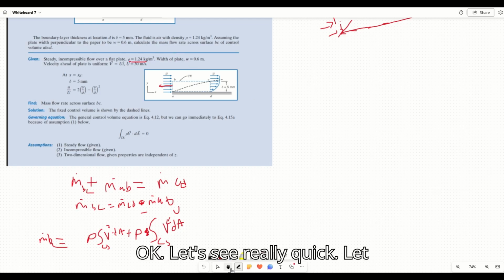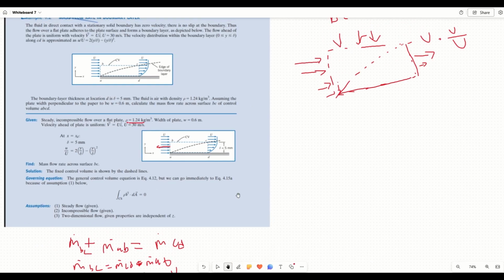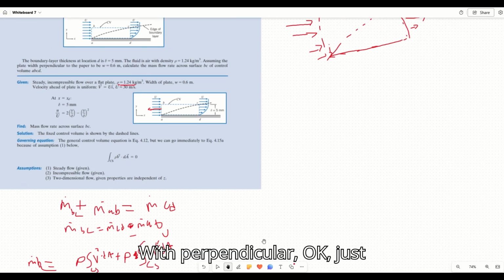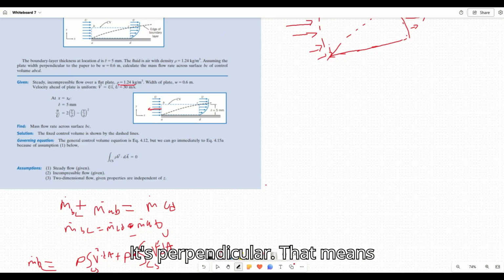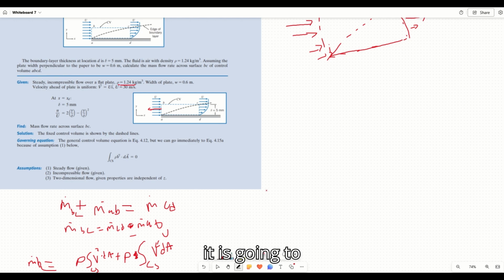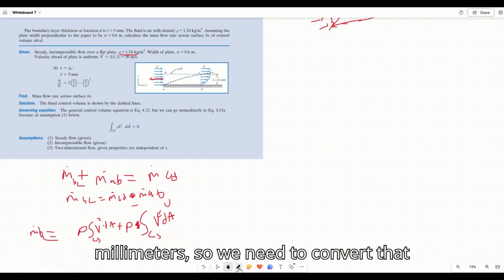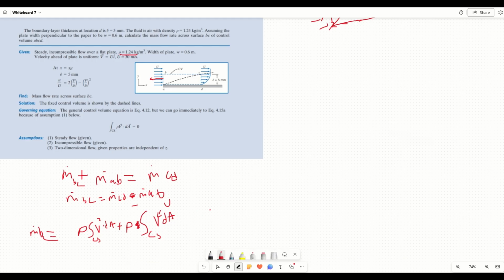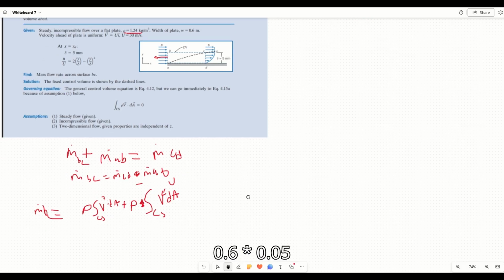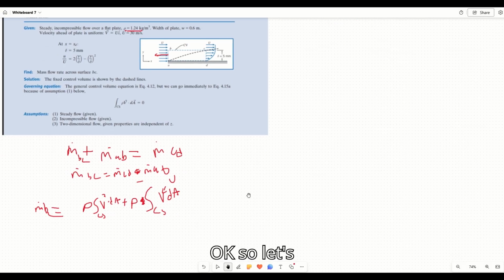Okay, let's see really quick. Let me quickly just check something. With perpendicular. Okay, just making sure. So it's perpendicular. That means its width is going to be 5 times 0.6, except 5 is in millimeters, so we need to convert that over to meters. So that's going to be 0.6 times 0.05. Okay, so let's plug in this right hand side really quickly.